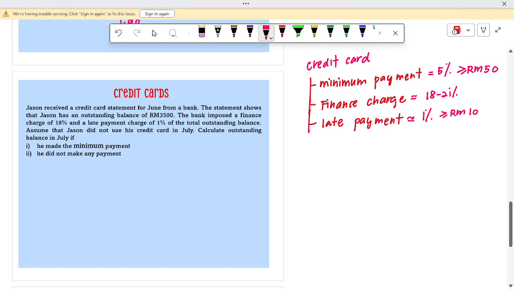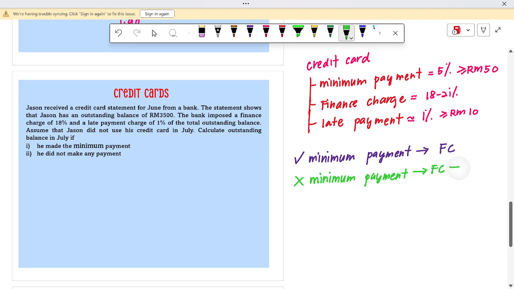Okay, so how do you consider all this? If the minimum payment is done by the person, then you should only pay finance charge. If the person fails to pay the minimum payment, if no payment is made, then you will be charged finance charge and also the late payment charges. Okay, so I've given two examples here.